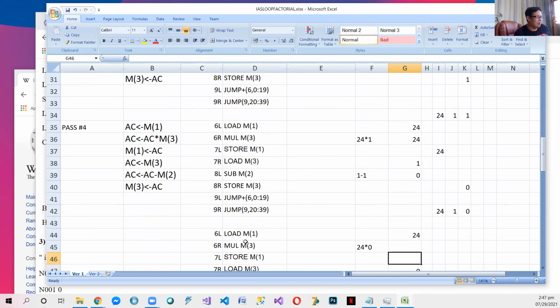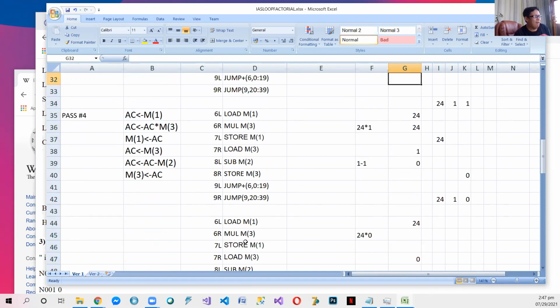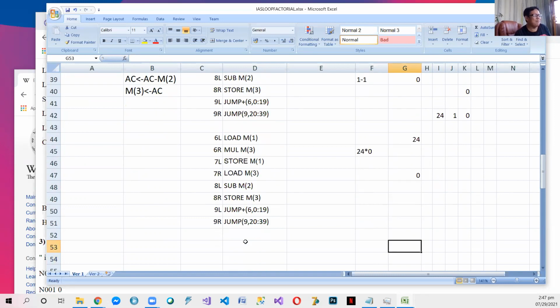Dito tayo magka-problema ngayon. Kasi sa 1 minus 1, makaubo ta rin. So 1 minus 1. Okay, our values being 24, 1, and 1. So load M1, 24. Mul M3, 24 times 1, 24. Store M1, it becomes 24. I hope you're following now. I'm just repeating it now. I have to go fast because I'm running out of time. Sub M2, 1 minus 1, 0. Okay, we store M3. Jump plus. Okay, jump plus. Is it a plus? Yes. So we'll go back one more time.